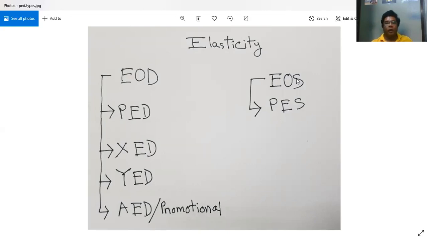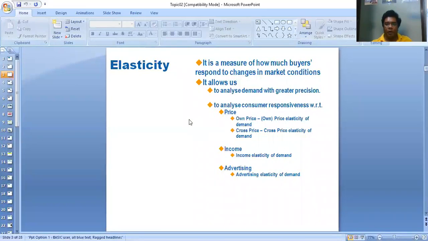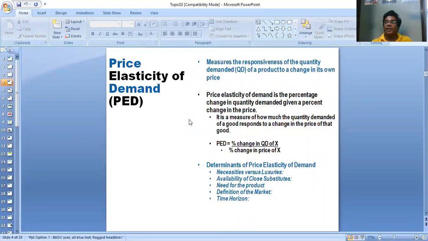All right, okay. Let's discuss our main topic, which is price elasticity of demand, or PED. It refers to the responsiveness of quantity demanded because of a change in price. And the equation is percentage change in quantity demanded divided by percentage change in price.